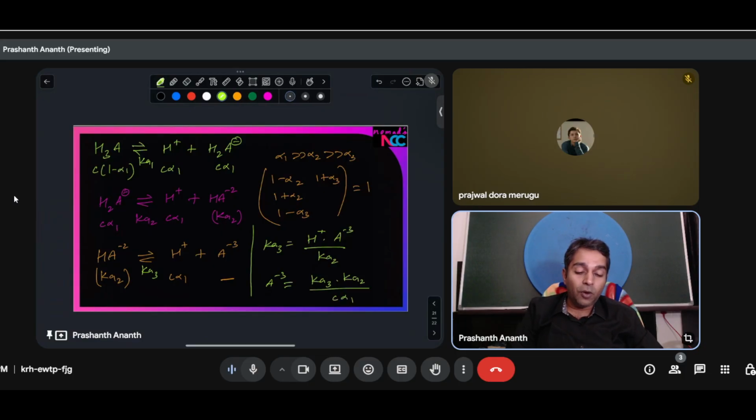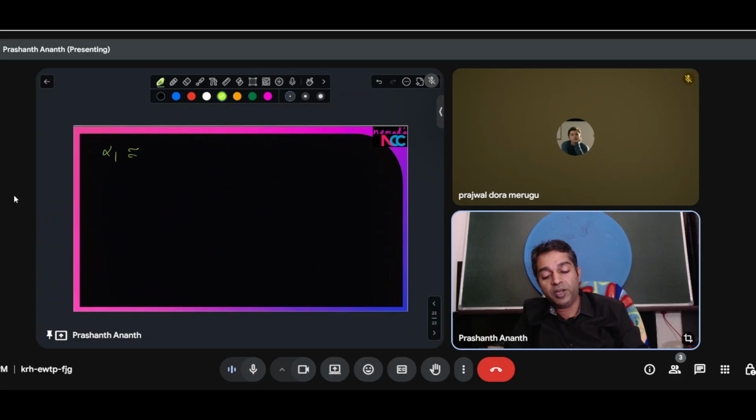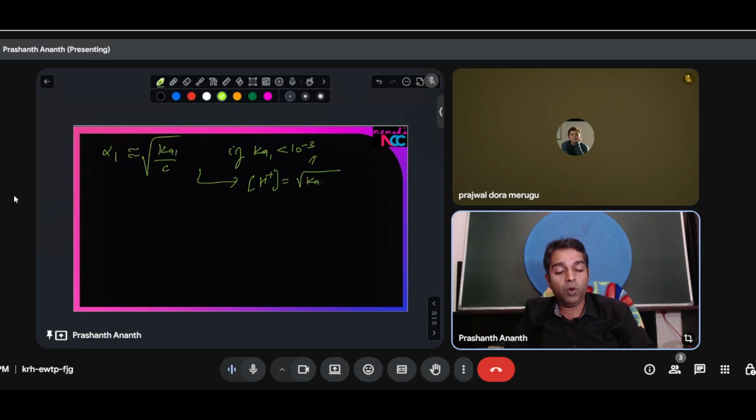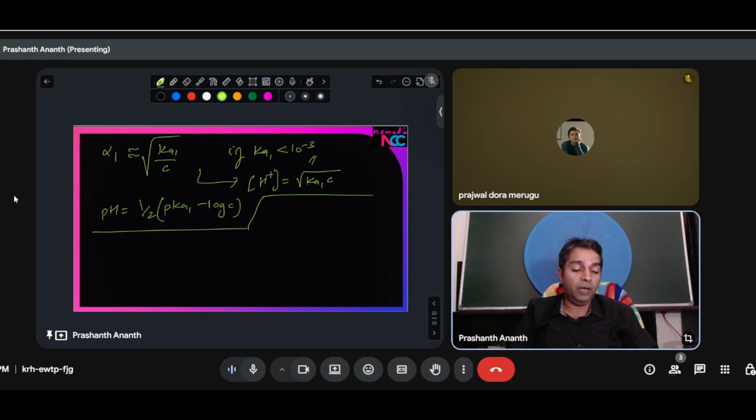How do I calculate Cα1? Very straightforward in these kinds of polybasic acids. α1 is approximately equal to the square root of Ka1 by C, of course, when Ka1 is less than 10 power minus 3. If Ka1 is less than 10 power minus 3, you can happily apply this. Same approximations, all approximations work. Meaning the H+ concentration is equal to the square root of Ka1 into C. And what will pH be? pH will be equal to half into (pKa1 minus log C). So all of these equations will perfectly well apply. You can substitute as needed and solve for this.